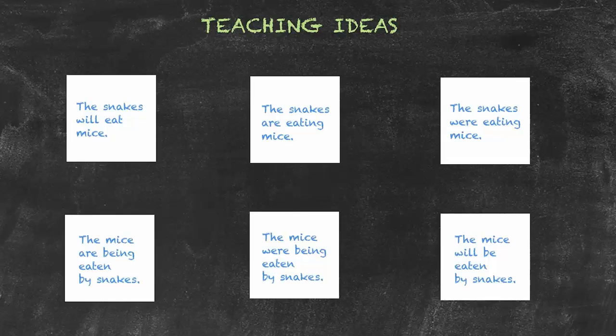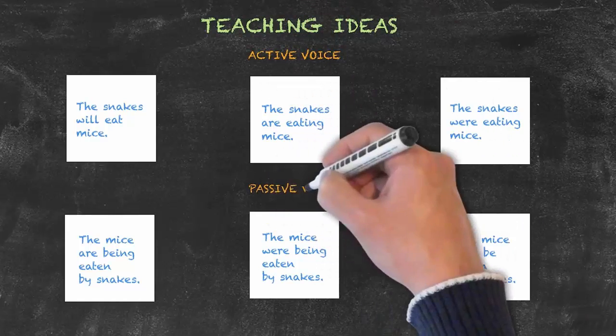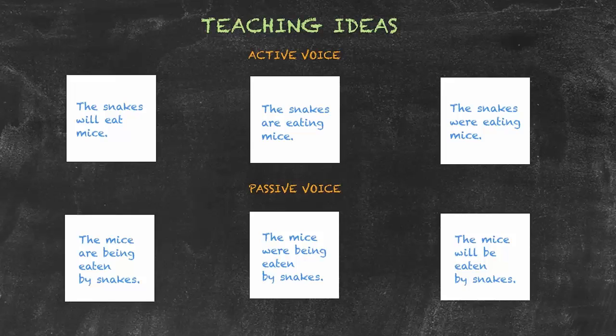A teaching idea for the passive voice could be something such as a Pelmanism or matching game. Here we have different sentences, half of which are written in the active voice and the other half in the passive voice. The idea is for students to turn one of each over and identify whether or not they match each other. The cards will all be face down, and a student might turn over, the mice are being eaten by snakes, and then the snakes were eating mice.